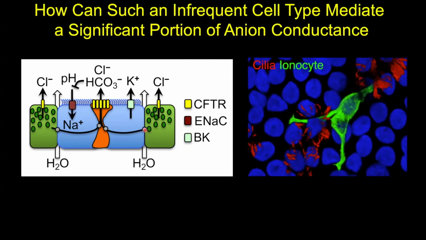Now, important in this hypothesis is the fact that an infrequent cell type like ionocytes could be connected with other cell types through gap junctions to collectively mediate more anion movement than the cell could do on its own. And if we look here in a polarized airway epithelial culture in an early stage of differentiation, we see ciliated cells and this ionocyte with long appendages touching approximately 10 different cells within this culture.